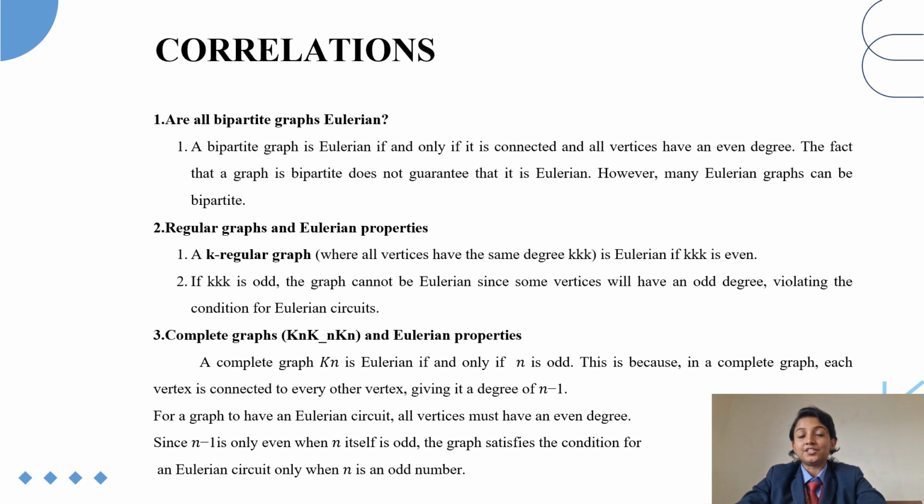Now let's explore some interesting relationships between Eulerian graphs and other types of graphs. First, we have the bipartite graph. A bipartite graph is Eulerian if and only if it is connected and all vertices have an even degree. Next, we have the regular graphs. A k-regular graph is Eulerian if k is even. Complete graphs. A complete graph Kn is Eulerian only when n is odd. These relationships help us understand where Euler graphs fit within the larger world of graph theory.